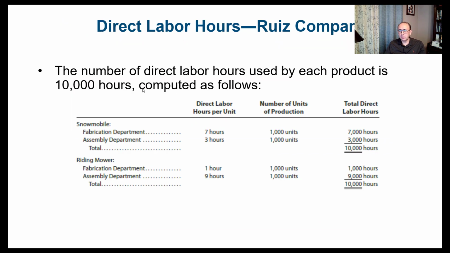Now let's see the number of direct labor hours used by each product, which would be 10,000 hours and would be computed as follows. Remember, we had the snowmobiles, they had fabrication and assembly, and for the riding mower, we had again fabrication and assembly, and these are the hours that we had previously allocated. So the total direct labor hours for the snowmobile for fabrication is 7,000 hours. For the assembly department, 3,000, and the total here is 10,000 hours. So I think the numbers here are not new. We've seen them in the previous examples.